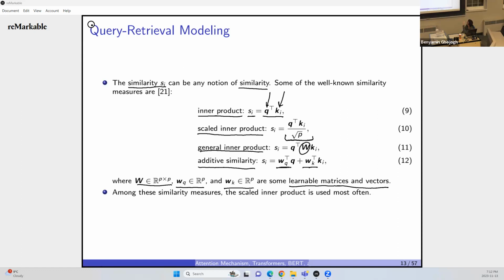So additive similarity says W_Q transpose Q plus W_K transpose K_i. In other words, if query and key are in the same direction, they will add up. But if they are in different directions, their addition becomes very small. So you can see this addition is also kind of a similarity measurement, right? Among these, the scaled inner product is used most often in attention. Okay.